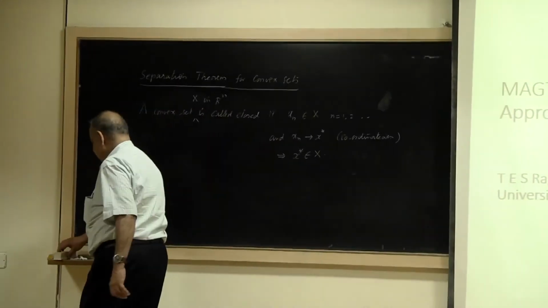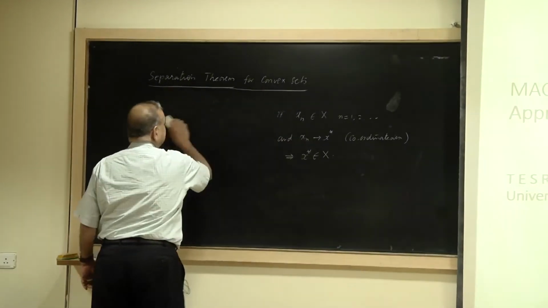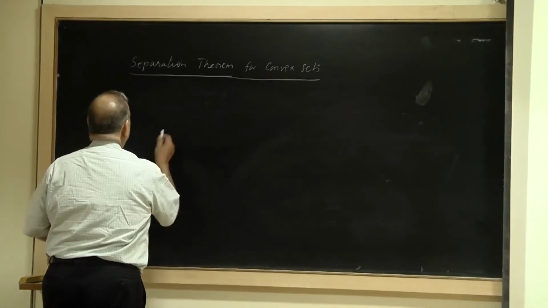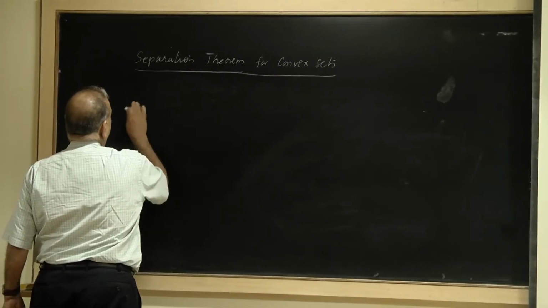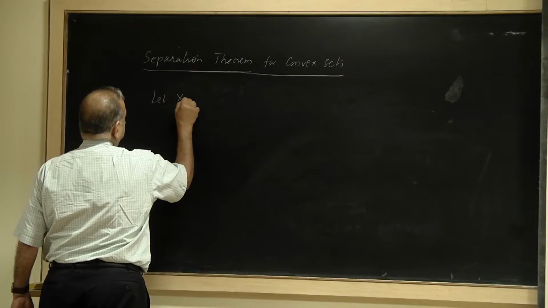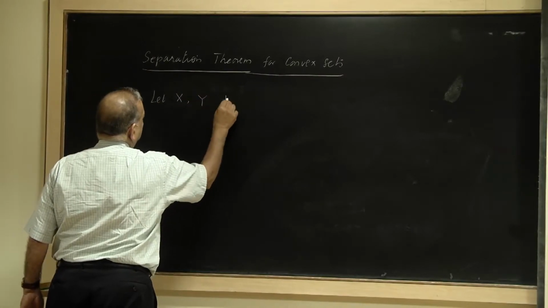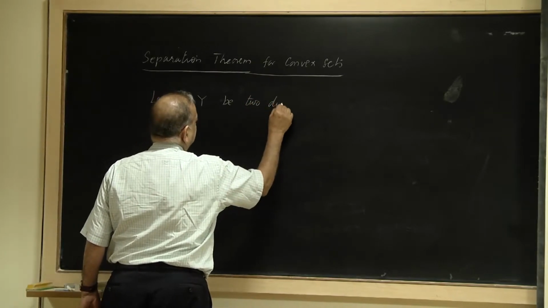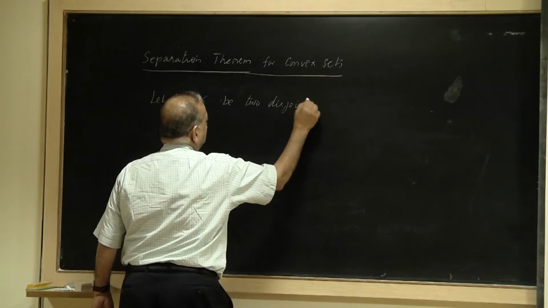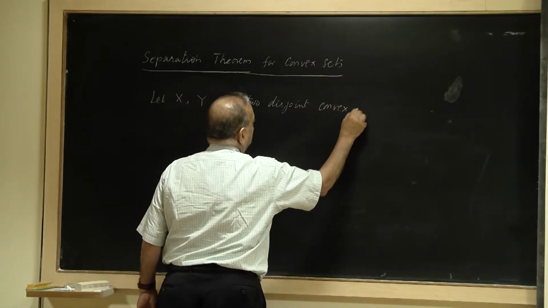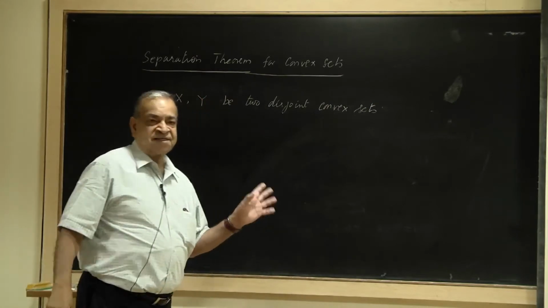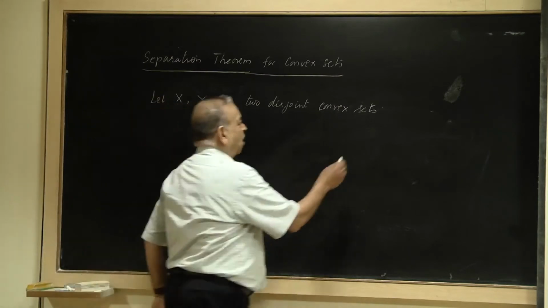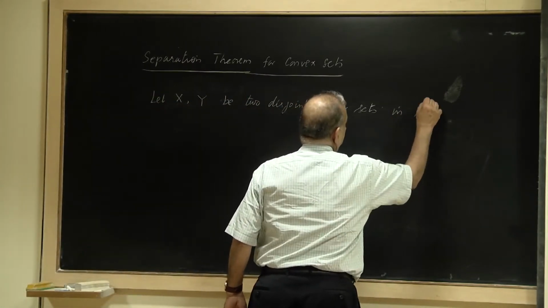Then, what is the first important theorem? Again, let X, Y be two disjoint convex sets. X and Y are disjoint: there is no point common to X and Y in Rn, real n space.